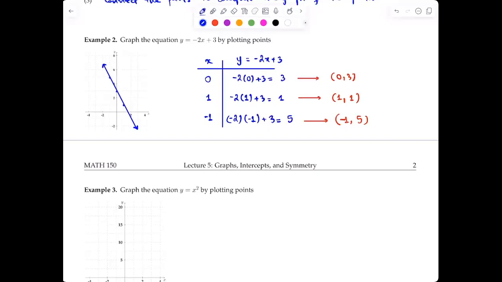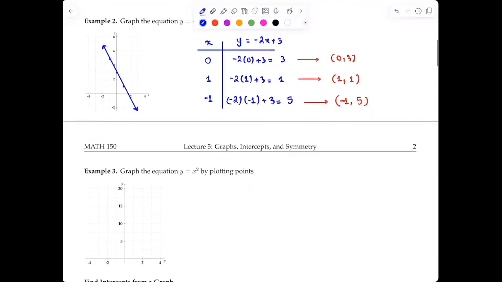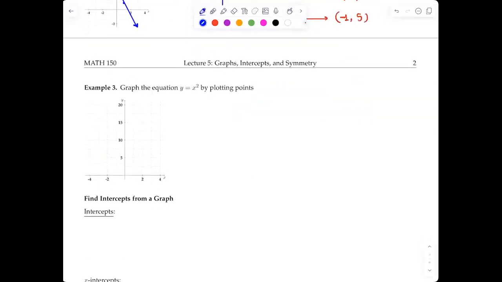So let's try to graph the equation y equal to x squared. This is the parabola, right? Again, we will look more closely at the parabola later on in the course. But for now, let's just write down some points here for y equal to x squared. Again, I'm going to make a table with 2 columns. So the first column is x, the second column is y equal to x squared.